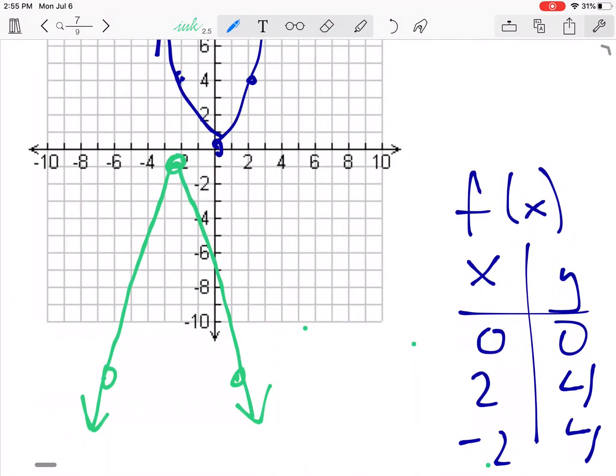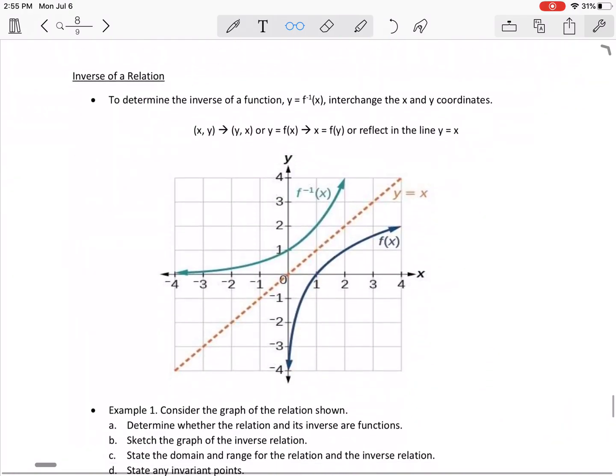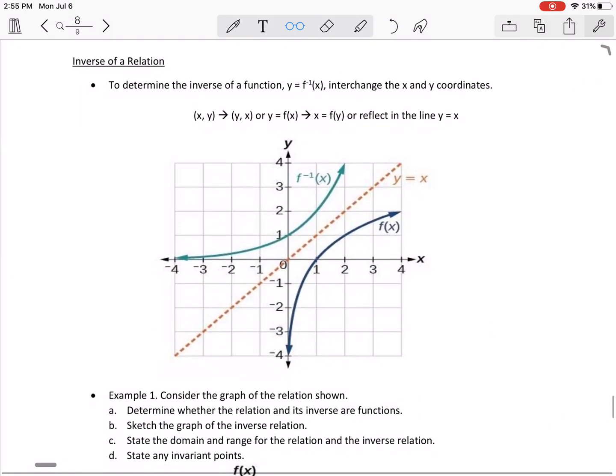Hi, Math 12. So now what we'll do is we'll look at the last section of Unit 1, which is on inverses. So basically, an inverse of a relation is where you switch the x and y coordinates of the original to get the inverse. And what will happen after you do this is you'll have a line of reflection along y equals x.